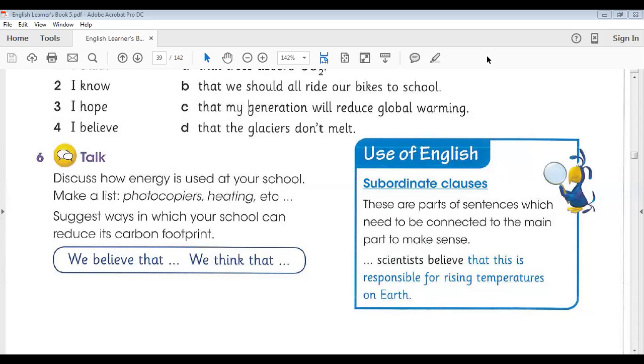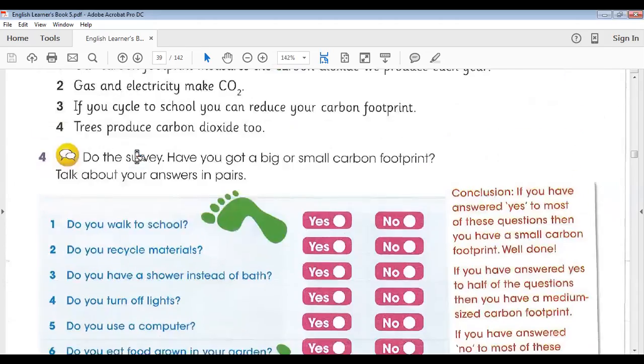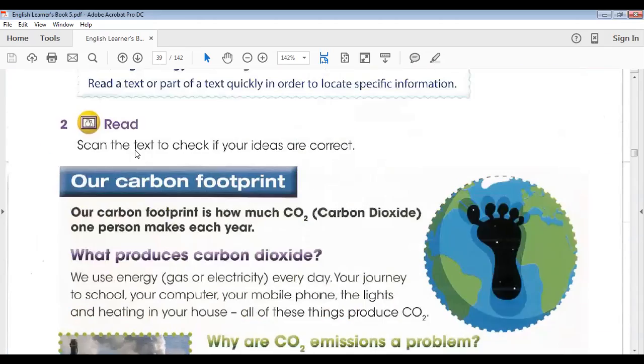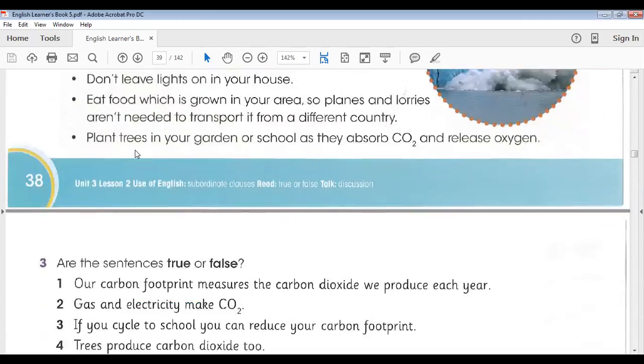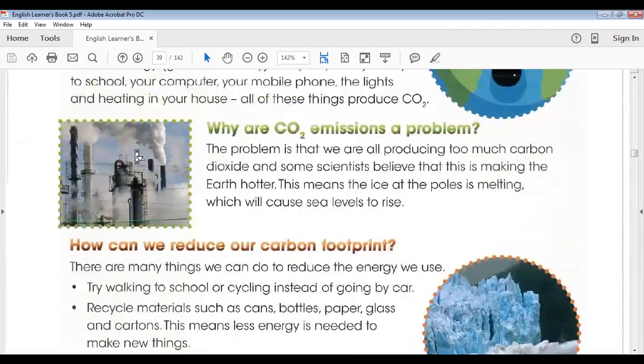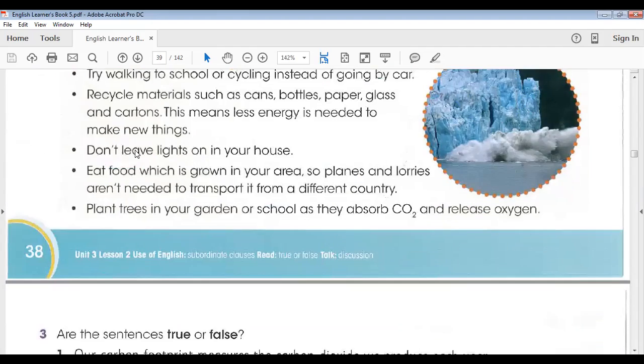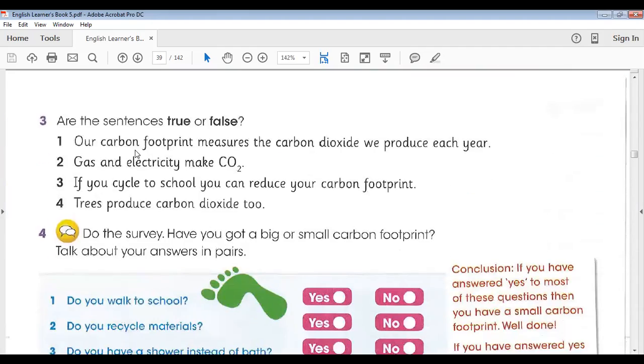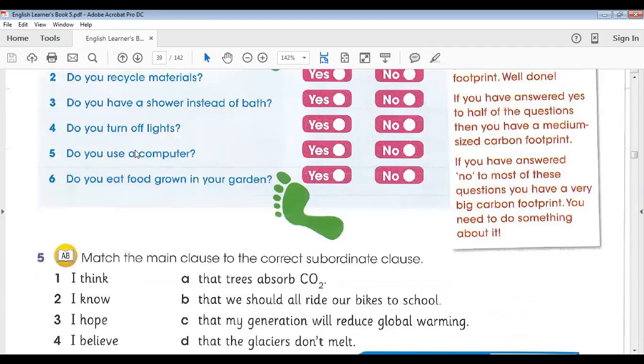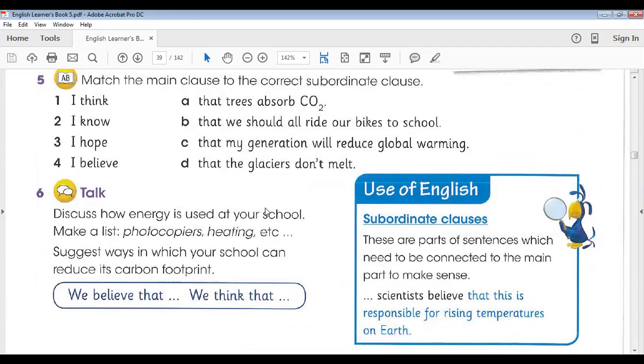Today we resumed our lesson, Unit 3, Lesson 2, our carbon footprint, page 38 and page 39. In previous lessons, we completed exercise 1, 2, 3, and 4. And today we resumed our lesson from exercise 5, which is the grammar topic, subordinate clauses.